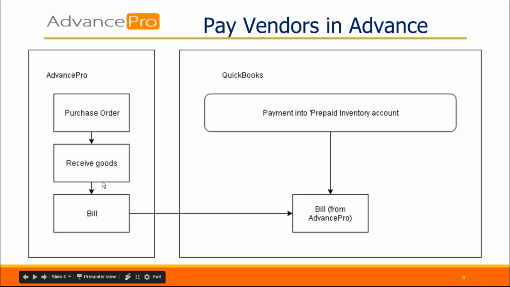This way you can still reconcile what you actually received with what you ordered from the vendor and what you've paid the vendor in advance. And if you need to get a credit, you can. You'll be able to recognize that at this point.